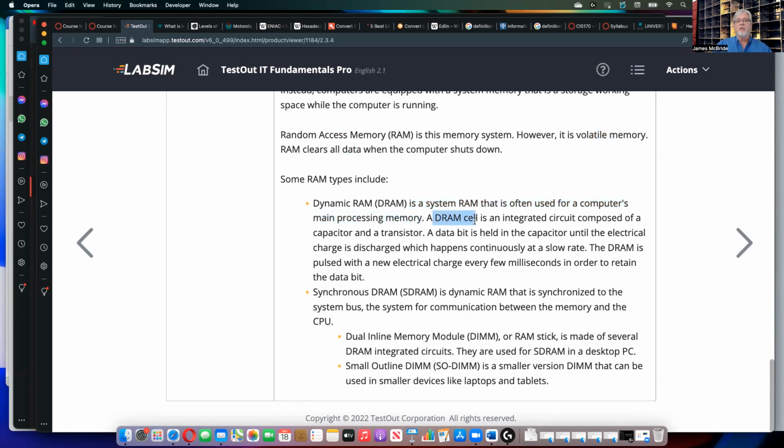And those DRAM cells are an integrated circuit composed of a capacitor and a transistor. So inside those RAM chips, you're going to have a little tiny cell. And what it includes is an integrated circuit, an IC. It is an IC composed of a capacitor and a transistor. And the data bit is held in the capacitor until the electrical discharge happens. So it's held there until it's commanded to discharge that. So the DRAM is pulsed with a new electrical charge every few milliseconds in order to retain a data bit.